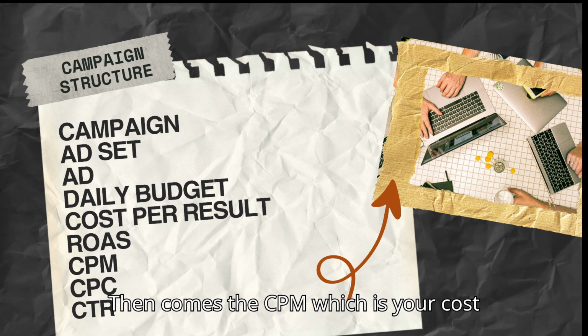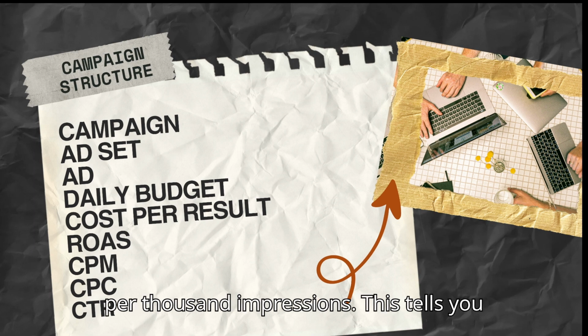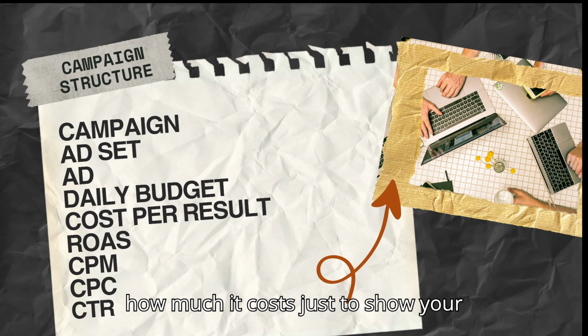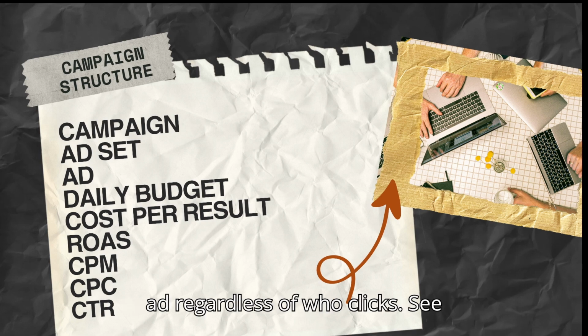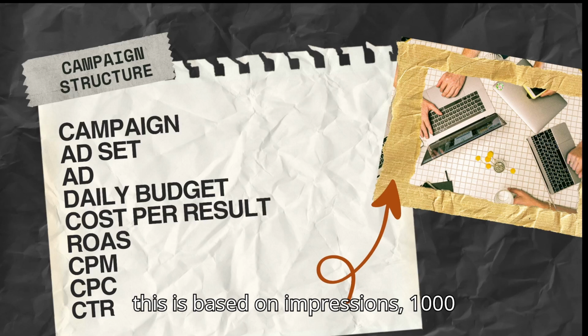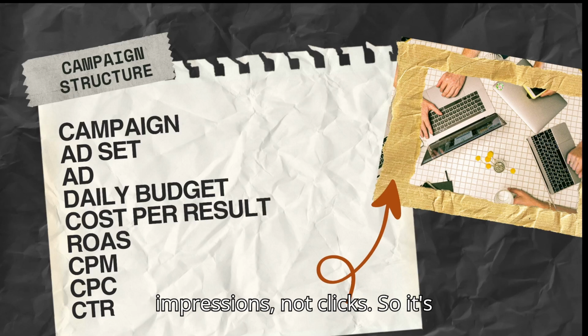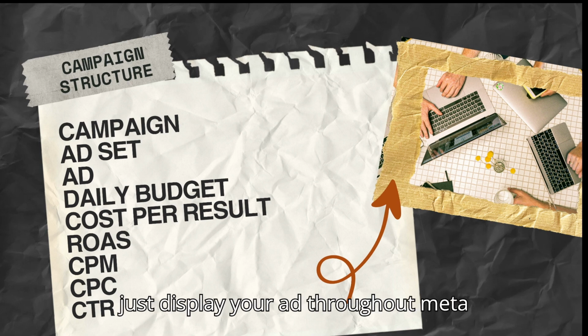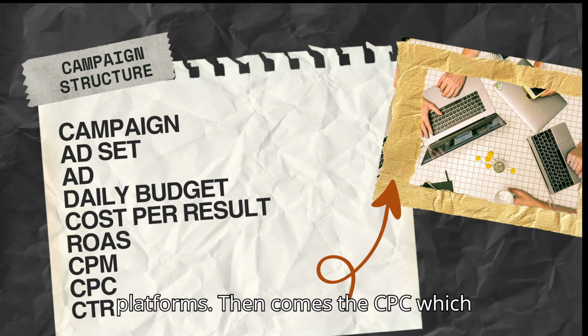Then comes the CPM, which is your cost per 1,000 impressions. This tells you how much it costs just to show your ad, regardless of who clicks. See, this is based on impressions, 1,000 impressions, not clicks. So it's basically how much it costs to just display your ad throughout Meta platforms.